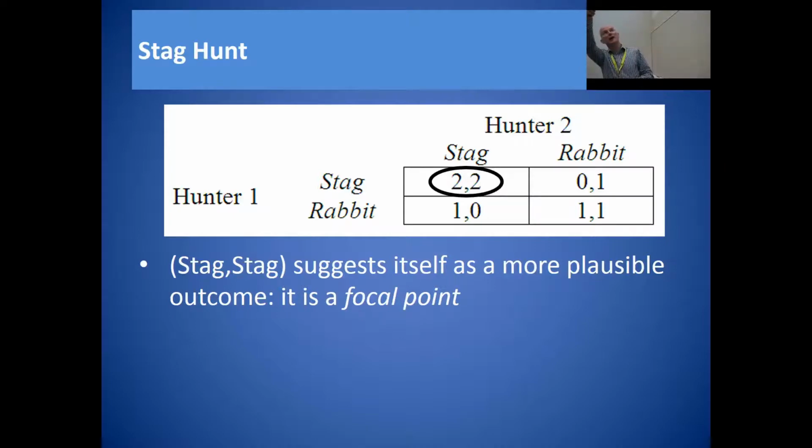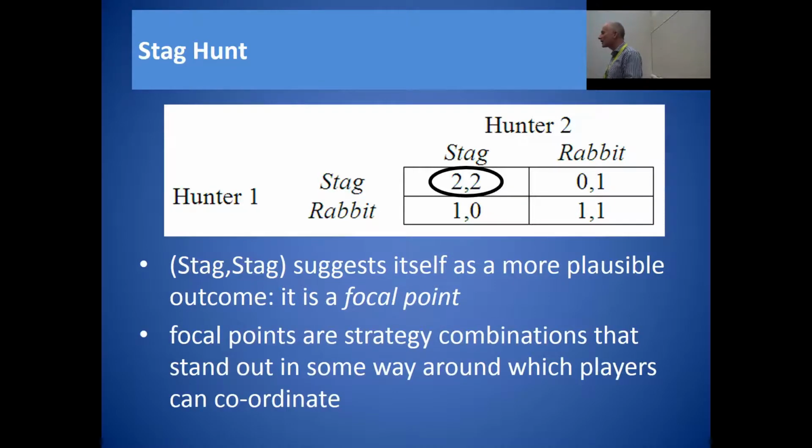That Nash equilibrium there, both players get a payoff of 2, where they both pursue the stag. The alternative Nash equilibrium, where they both pursue the rabbit, only gives a payoff of 1 to both players. For that reason, we would describe that Nash equilibrium there, where they both pursue the stag, as a focal point. It suggests itself as a more likely, a more plausible outcome.